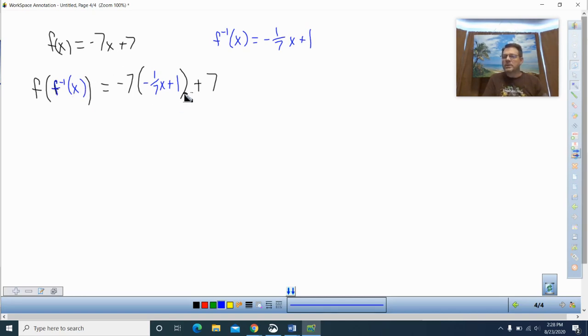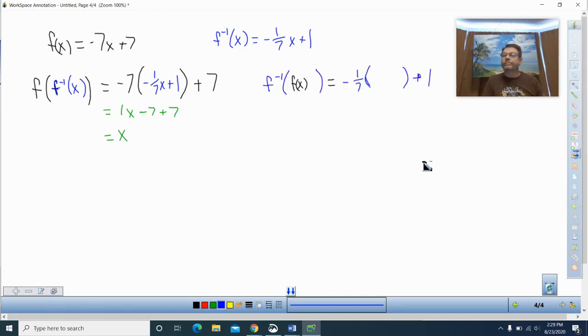And so now we just got to simplify, okay? And what happens here is when you multiply through by -7, those cancel out. That ends up being 1x minus 7 plus 7, which just gives you x. Okay, so when we plug the inverse in for that function, it gives us x.